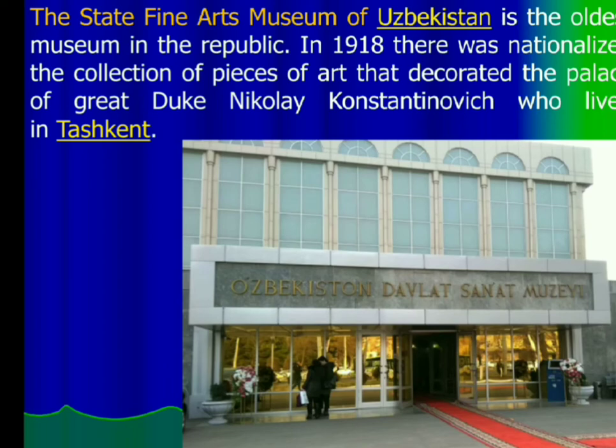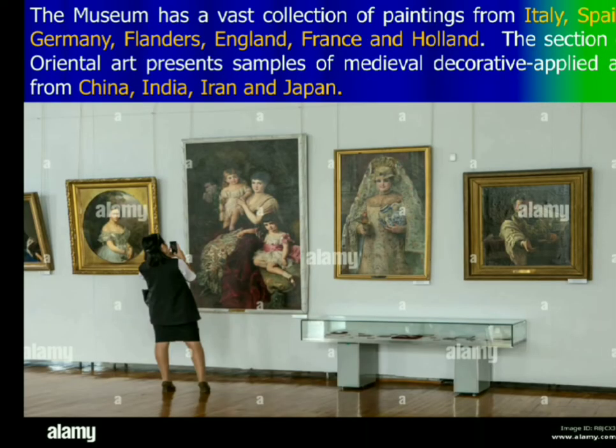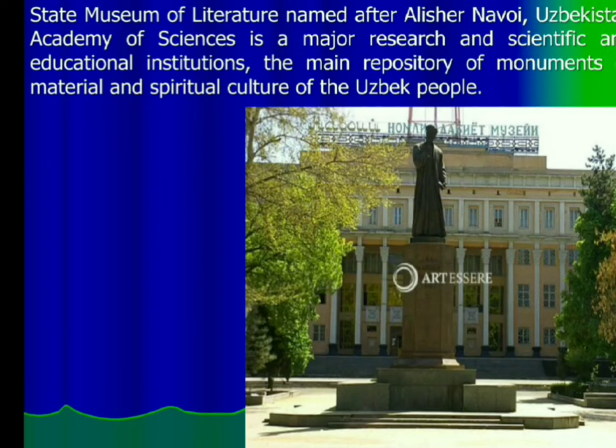The next one is the State Fine Arts Museum of Uzbekistan in Tashkent, which is rich in paintings, drawings, and sculptures by Western and Russian artists. And of course there are a variety of collections. If you visit, you can see paintings from Italy, Spain, Germany, England, France, and Holland, and from other places, from China, India, and so on.